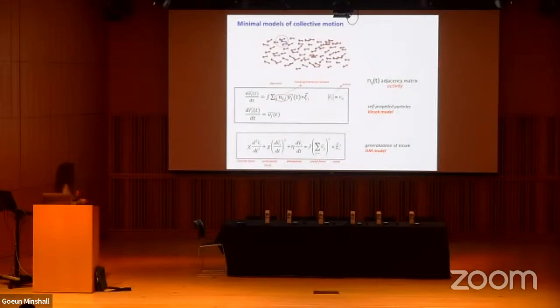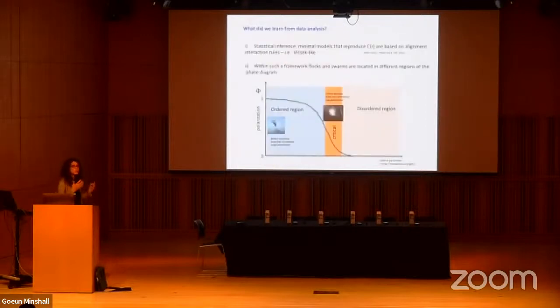Then you can have variations of this model here. In particular here, I wrote down a generalization of this Vicsek model, which is relevant for the system that we study, where basically, besides this first order derivative, you also have a second order derivative in time. But this is the general framework that people use to describe this system. Okay, so how can we interpret the experimental findings within this framework?